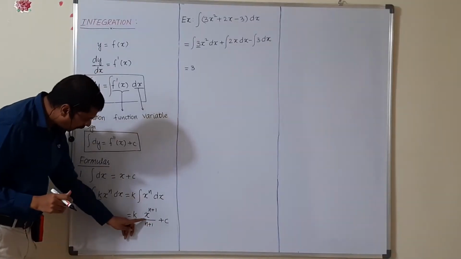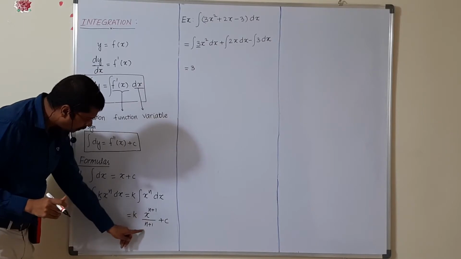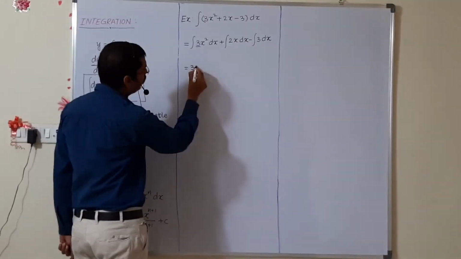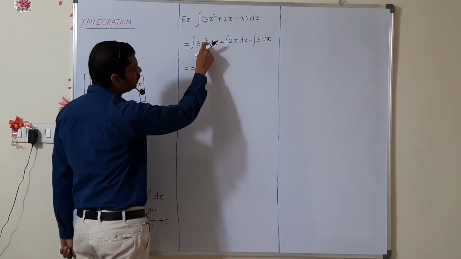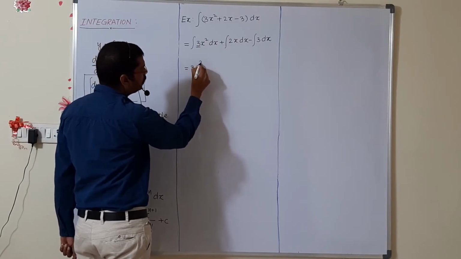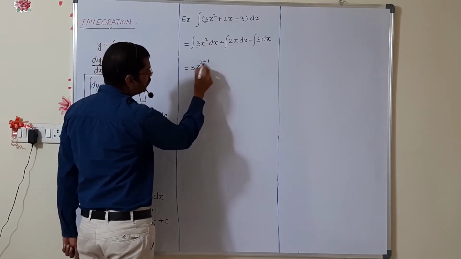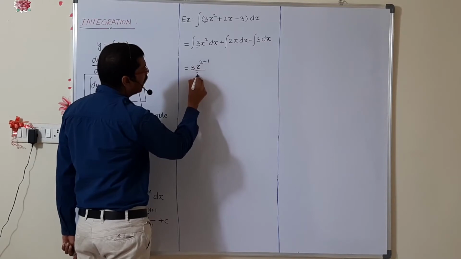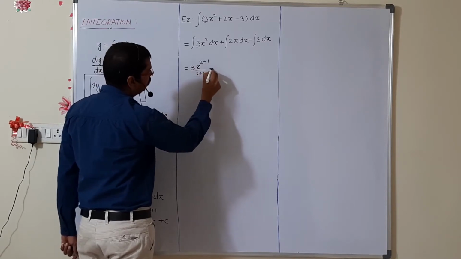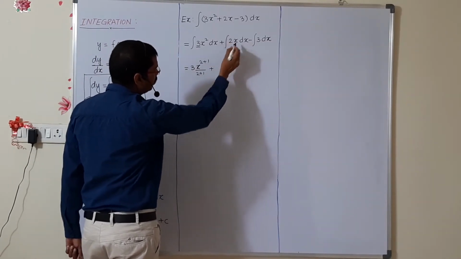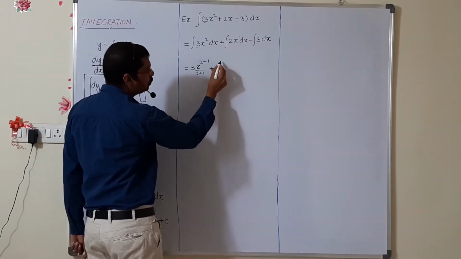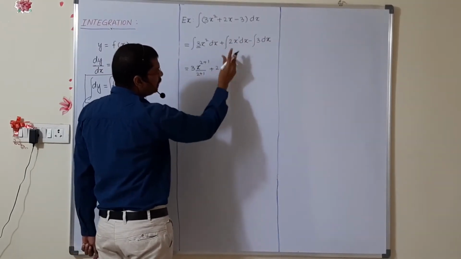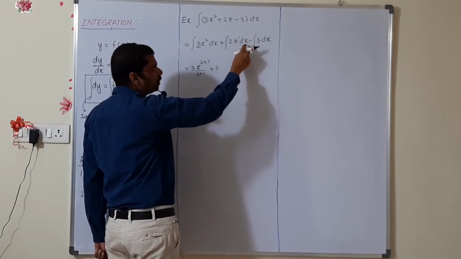Now what we have to write: x to the power of n plus 1 upon n plus 1. You write x as it is, and the power is 2, n plus 1. Whatever the power is, you should write as it is in the denominator. Plus here kx, the power is 1. K is a constant, take it out, and the integration of x to the power of 1 into dx.